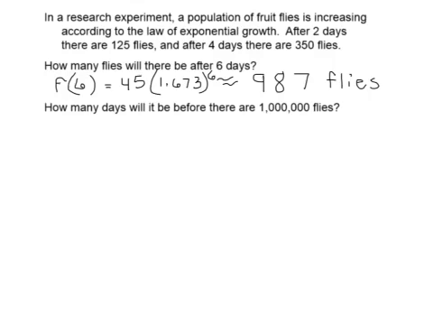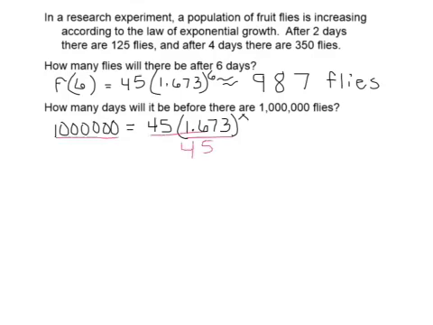Now that just is crazy. I can't imagine what 1,000,000 flies would be like. But if we take our model, fill in 1,000,000, 6 zeros, 45, initial number of flies, at 67.3% growth, we can solve for our exponent. So my base is 1.673, so I need to divide both sides by 45 to get rid of that.